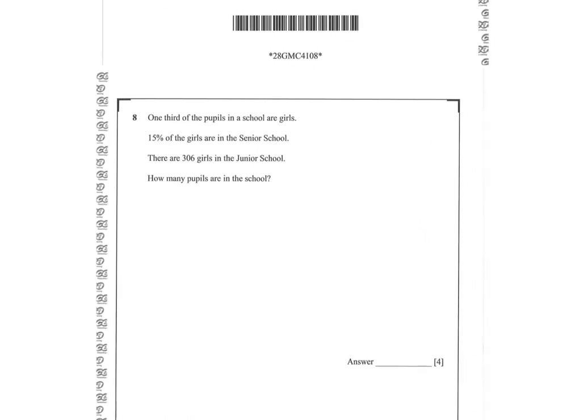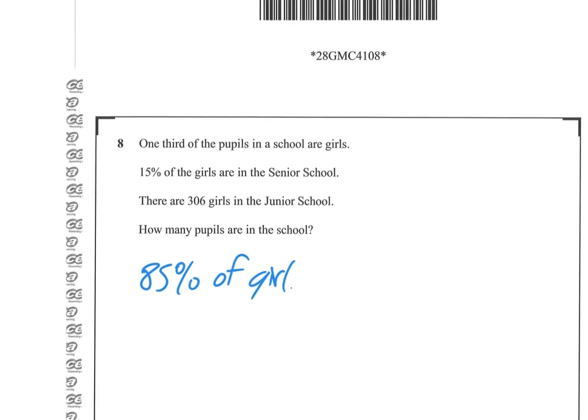Okay, next one. I have to say this one confused me a wee bit, I don't know why. It said 1/3 of the pupils in a school are girls, 15% of the girls are in the senior school, and then it says there are 306 girls in the junior school, and then how many pupils are in the school. So 15% are in the senior school. That means the other amount must be in the junior school. So that means 85% of the girls, I'll zoom in so we can see this, 85% of the girls equals 306. Easiest way to find the 100% of the girls is break down to 1%.